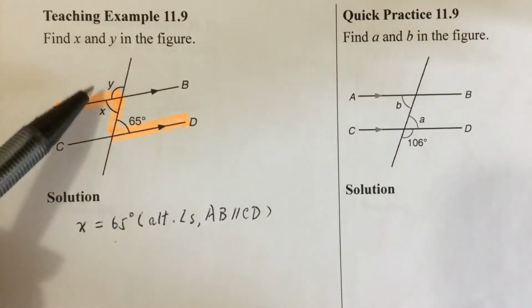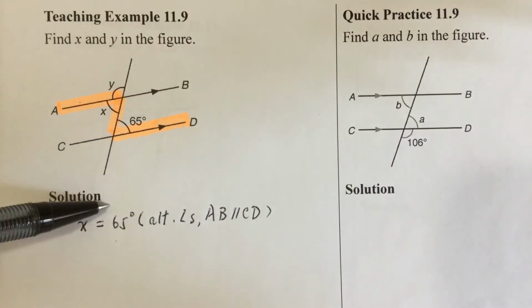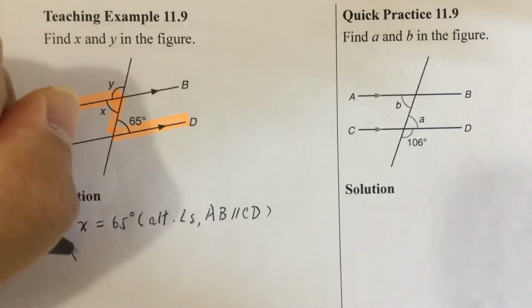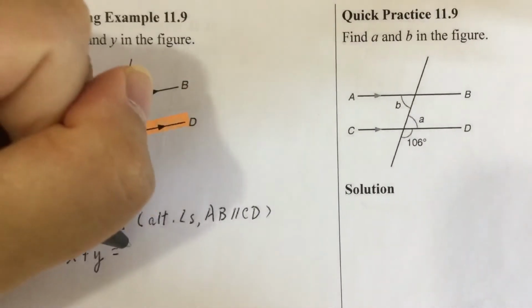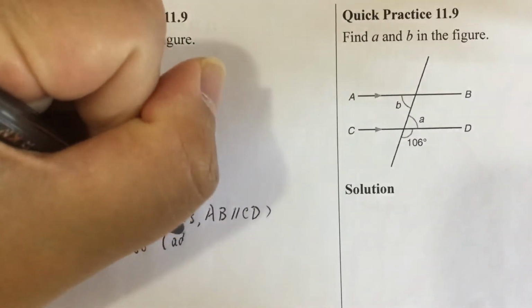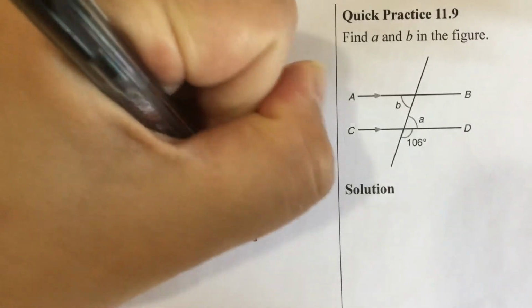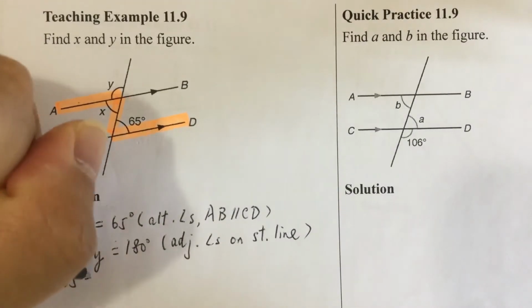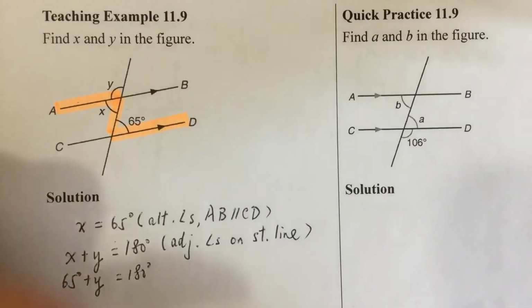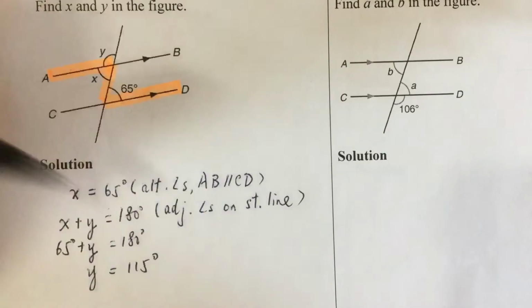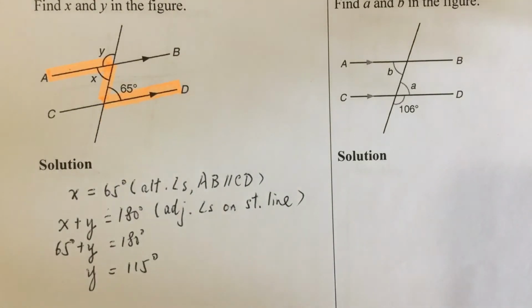Okay, and now we're going to find y. Obviously, this one is a straight line, so you know that these two added together must be 180 degrees. So we write down x plus y equals 180 degrees. The reason is that this is a straight line, so these are adjacent angles on a straight line. With x equal to 65 degrees, plus y equals 180 degrees, we know that y is 115 degrees. So we can solve the problem immediately. You must find the Z here so you can solve the problem.